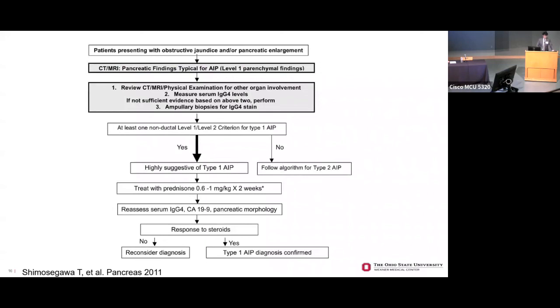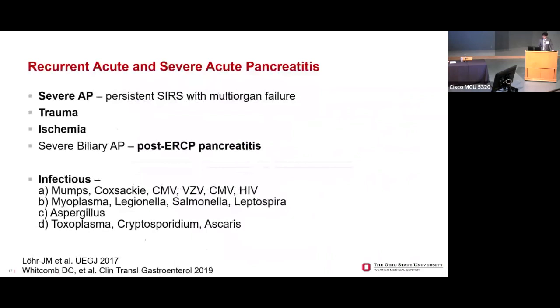But there are patients where we are equivocal, and they usually will present with a pancreatic mass. And because you want to exclude pancreatic cancer, this is a good subset of patients where you can perform a biopsy and see if there are any histologic features of AIP type 1 or 2. And then I do want to note recurrent acute and severe acute pancreatitis are also risk factors by themselves for the development of chronic pancreatitis.